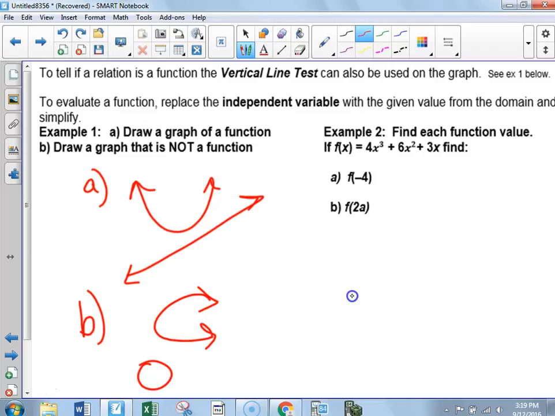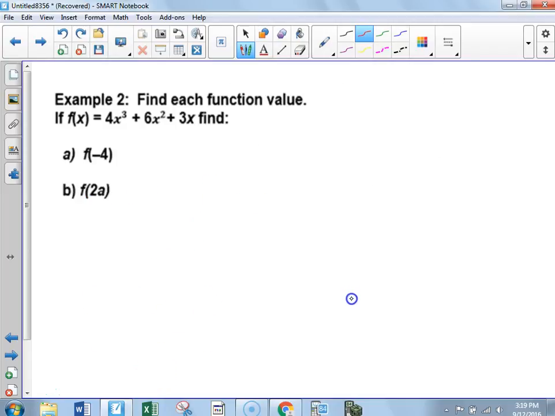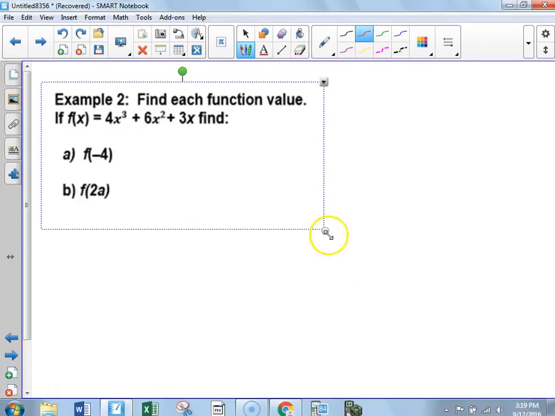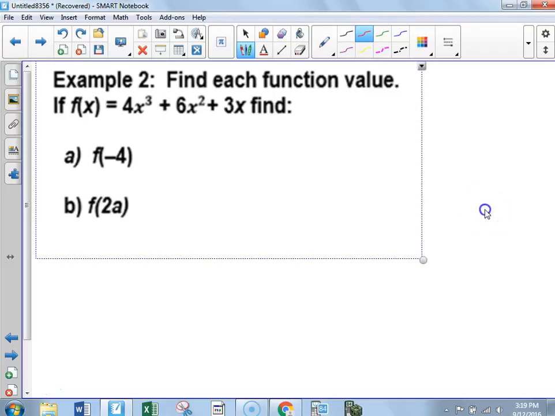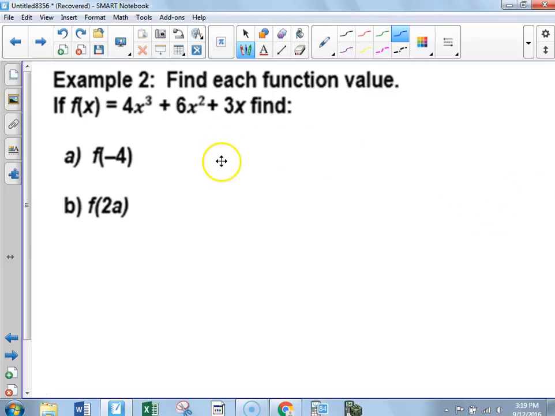Example 2. Everybody good? Example 2 is this one, and I did it because I needed a little more room. This was on the pretest, and it was like one of the only questions that almost everybody tried. Put a value into a function, you're good with this, right? Be really careful because the signs can mess you up. Can you type this one in and see what you get?